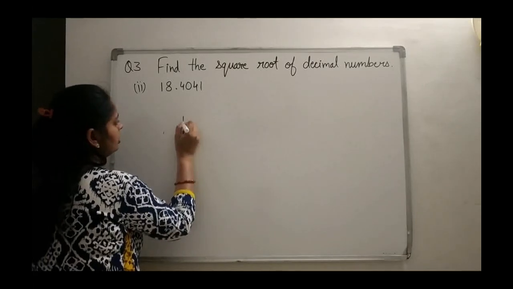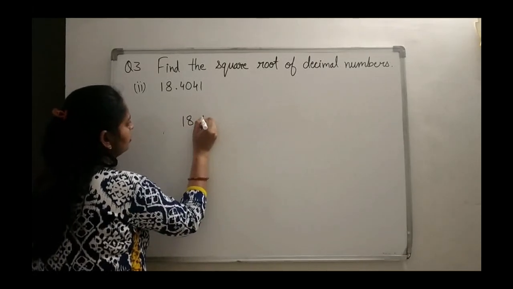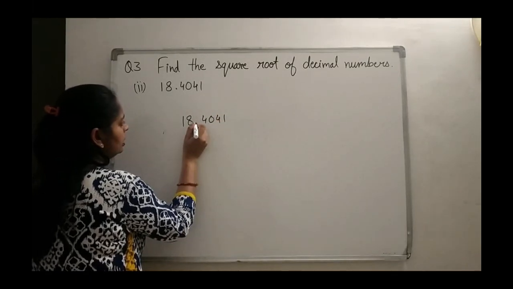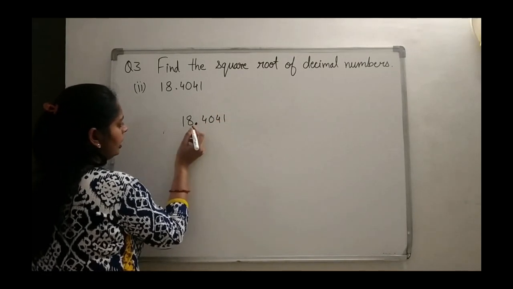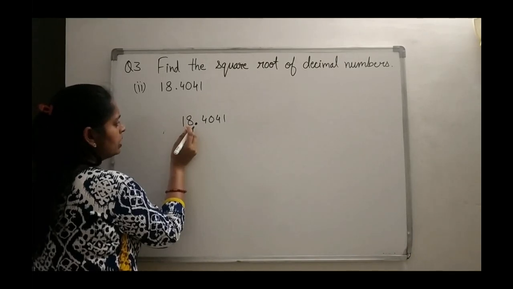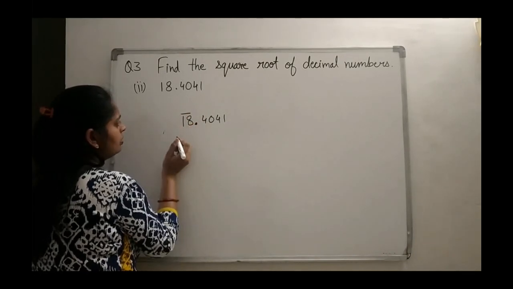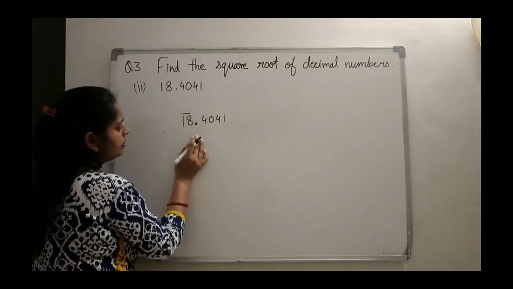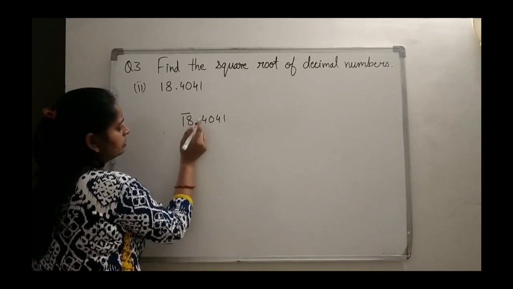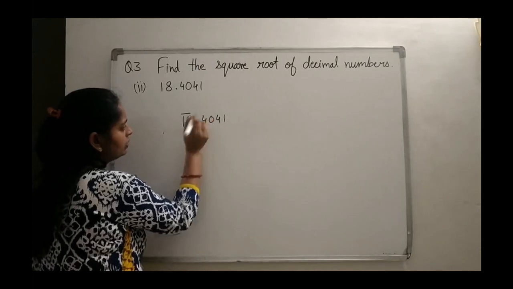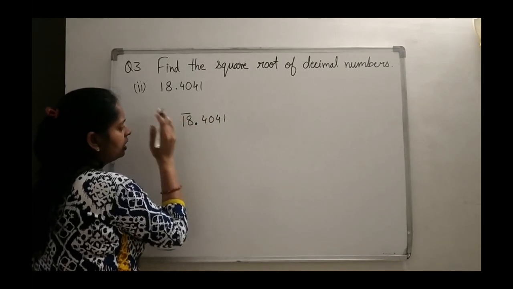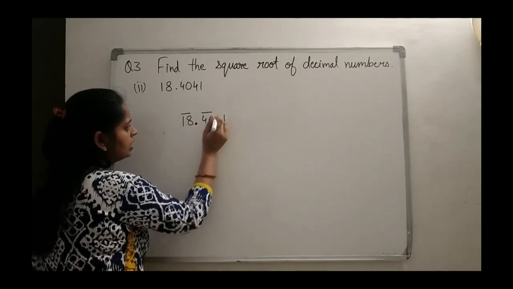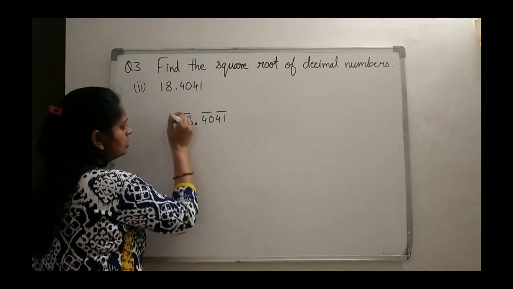So again, 18.4041. Right? What I told you, this is a decimal and just before the decimal, the unit place is there. So first we make the bar on the whole part. Now in the decimal part we also have to make bars. For the decimal part, from the tenth place we will start making the bars, moving from the left-hand side to the right-hand side. So first bar is this and second bar is this.